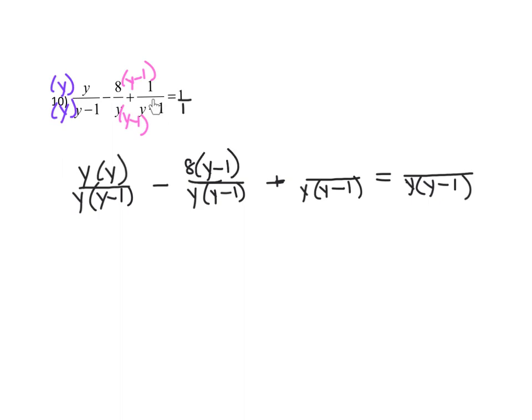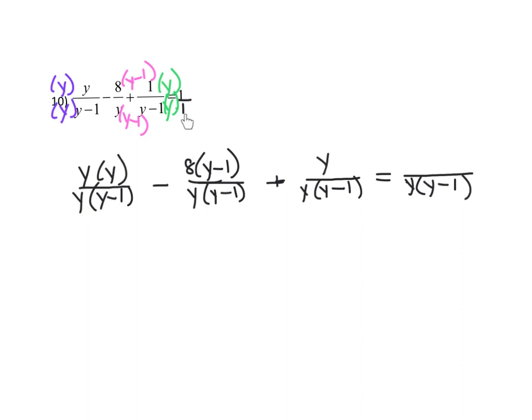Okay, let's look at the third fraction. The third fraction has the y minus 1, but it's missing this y. So I'm going to throw a y in the denominator, as well as in the numerator. So on the top now we have 1 times y, which is just 1y. Or I'm just going to put y. That's the same thing as 1y.